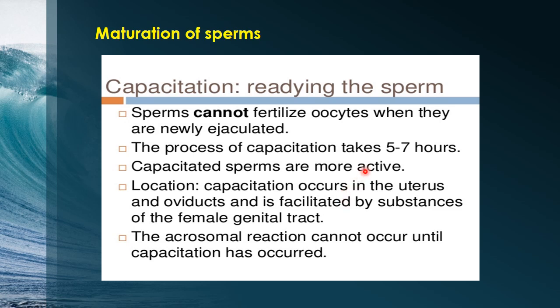Once the sperms are present in the female genital tract, they have to undergo certain conditioning processes, which is called capacitation. Capacitation is the functional maturation of the sperm, and it takes 5 to 7 hours. A newly ejected sperm is not able to fertilize the oocyte unless it is capacitated, which occurs in the uterus and the oviducts, and it is facilitated by the secretions released by the uterus and the fallopian tubes. After capacitation, the sperm is able to undergo the acrosomal reaction.